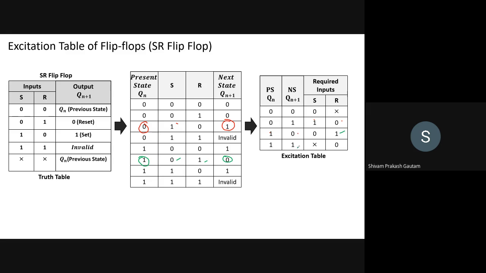Past and future state both are 1. So you can see past and future state both are 1. Under which condition? So I think this is first condition, and this is the second condition. So R is remaining 0. So you can see R is 0 here, and S can be either 0 or 1. So that is why we have considered a don't care here. So this is the excitation table for SR flip-flop. This will be helpful when we design the synchronous counter, right?